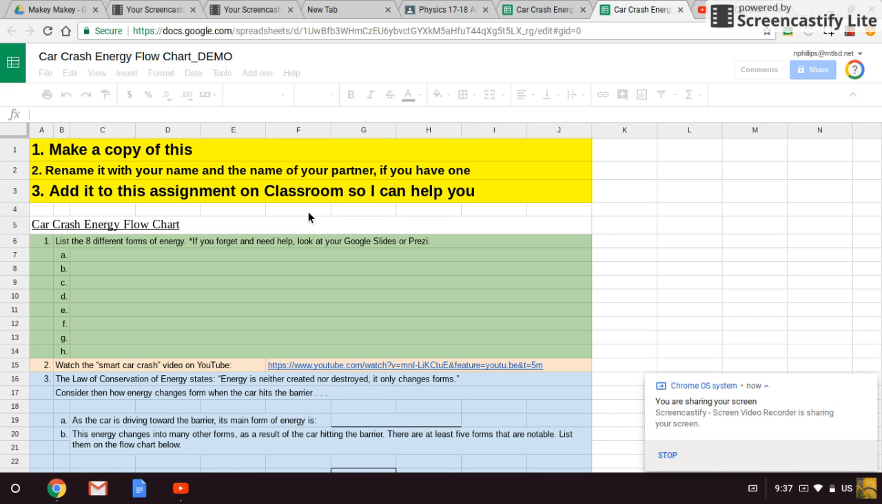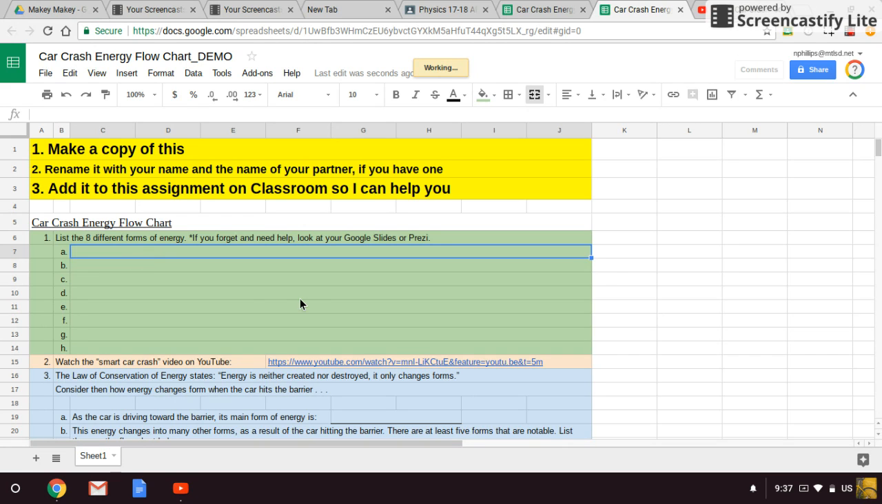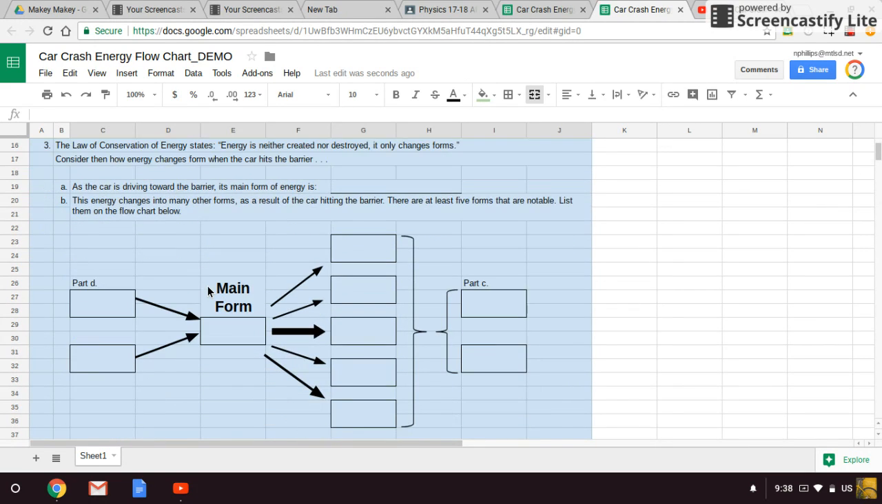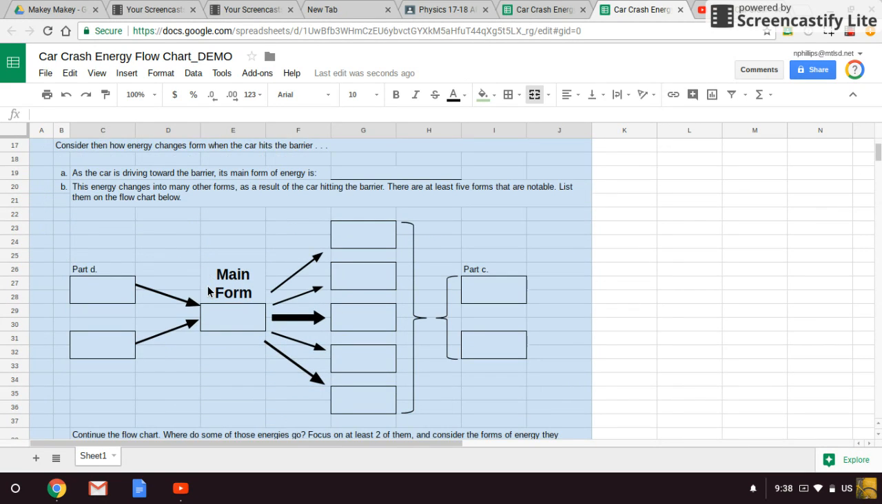Car crash energy flow chart demo. 8 different forms of energy. Get that from your Google Slides. What this is all about is how energy is neither created nor destroyed. It just changes forms, gets passed along.